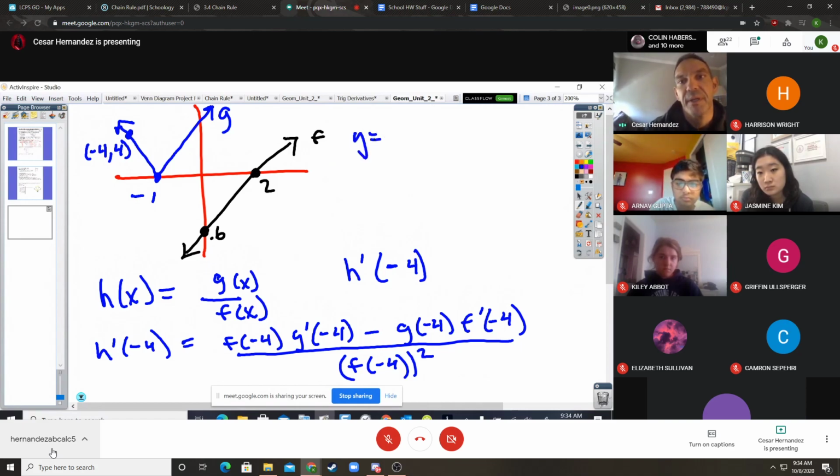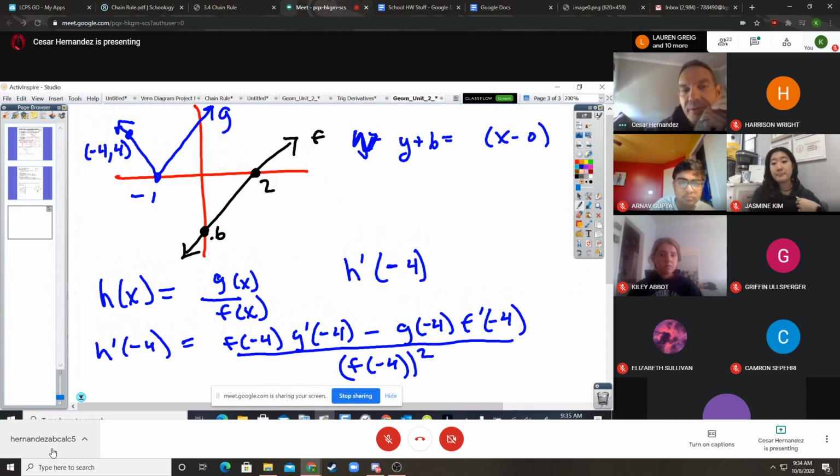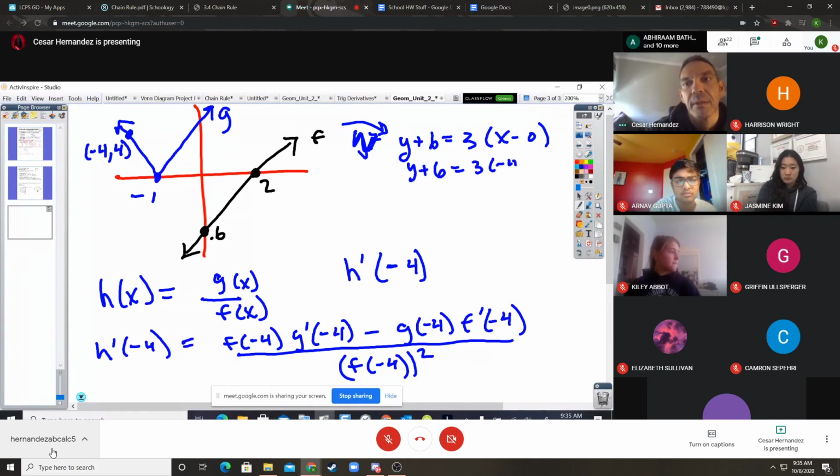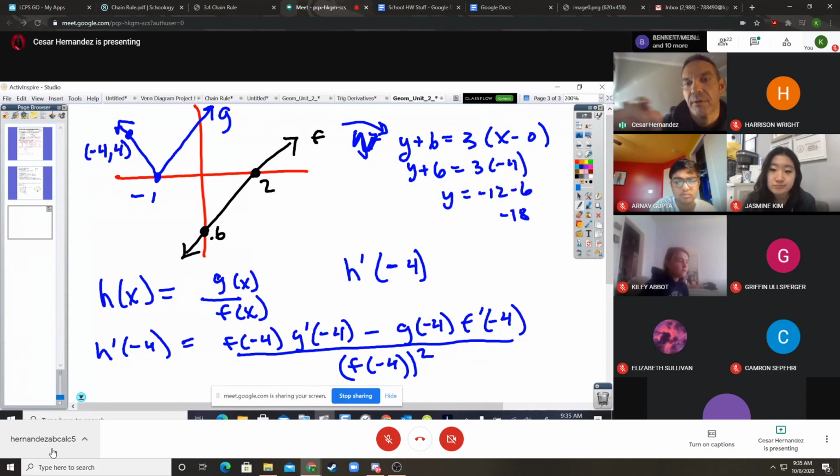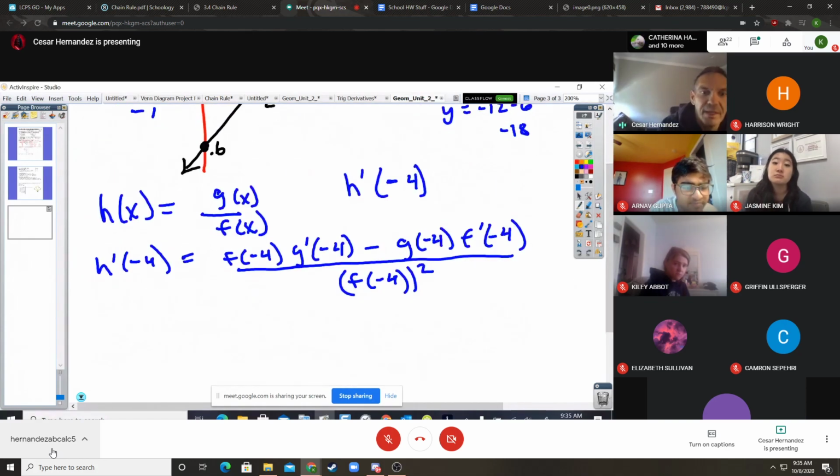So I'm going to come up here. Oops, I'll write the other way. I'm going to write the equation of this line. Y plus 6 is equal to, I need a slope. So I have to rise 6 and run 2. So there's the equation of f. So now I have to plug in -4 for x. So I know f of -4 is -18. I'm going to put -18 right here.